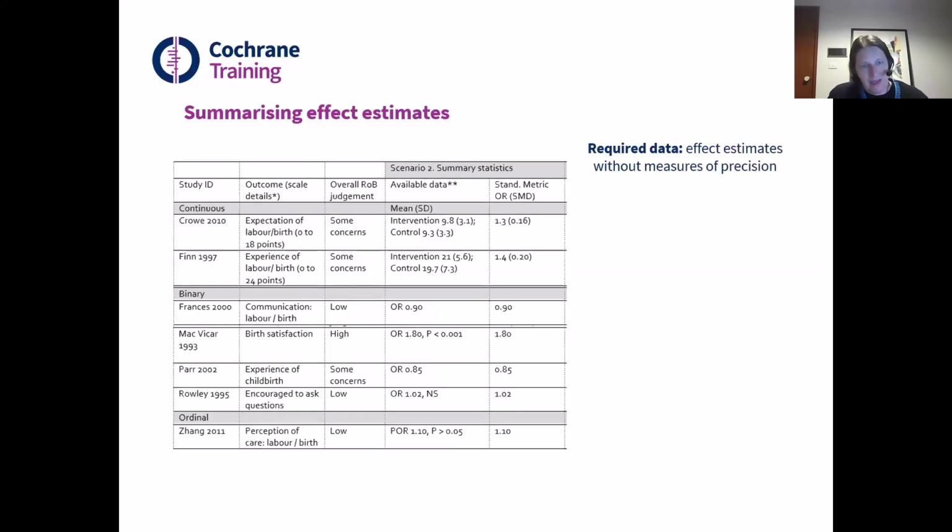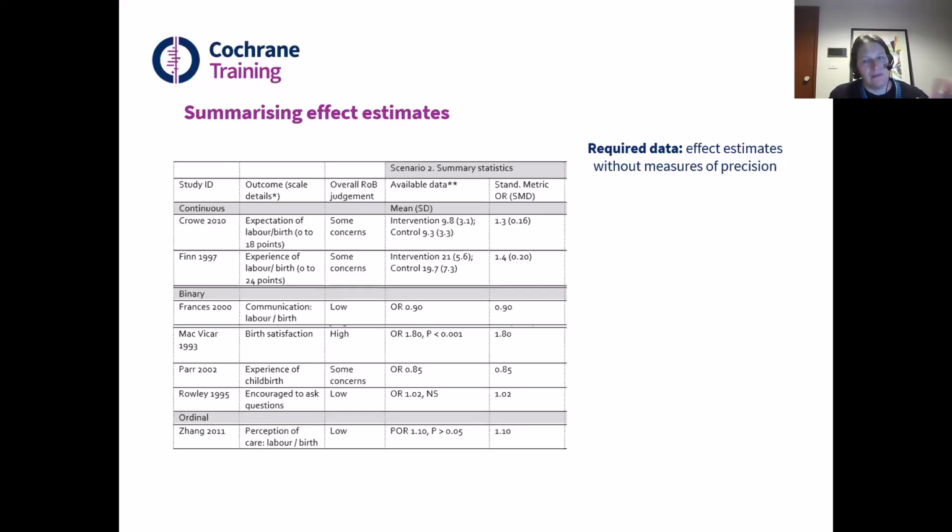So I'm going to keep coming back to this table here. Again, this is really a subset of the results that are presented in chapter 12 for the worked example. But the required data, as I said, to use this method is the effect estimates without measures of precision. And let's just talk through the columns here. The first one on the left hand, we have the study ID. We've got these grey rows which indicate what type of outcome we have. We have the outcome scale, the outcome here.